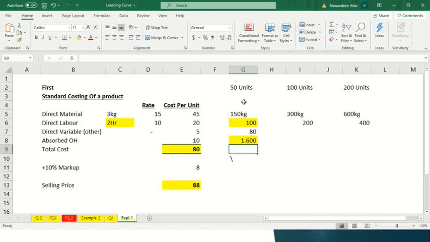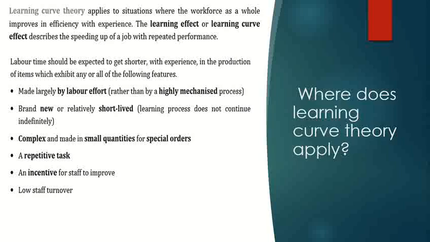When we are producing our 50th unit we can produce one unit in less time, which means here 2 hours, here 1.6 hours, so the time has reduced because of the learning curve. This time is reduced by 0.4, that is our learning curve impact, right? So that is one simple example I have taken to explain the impact of the learning curve theory.